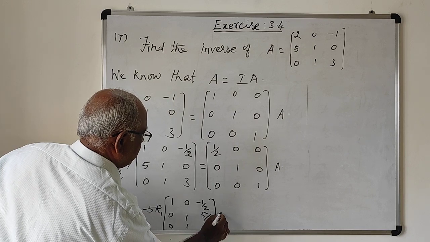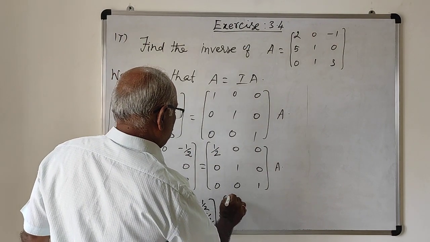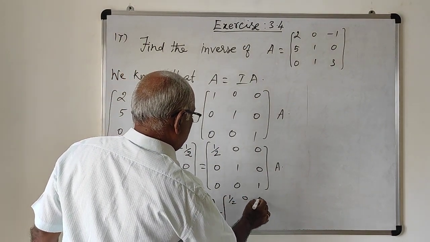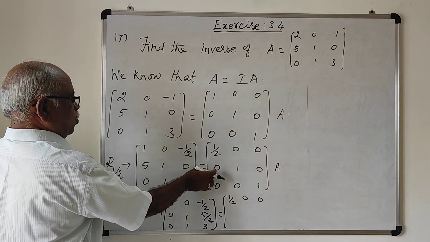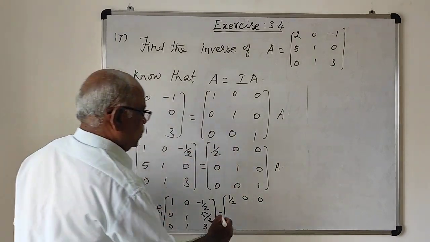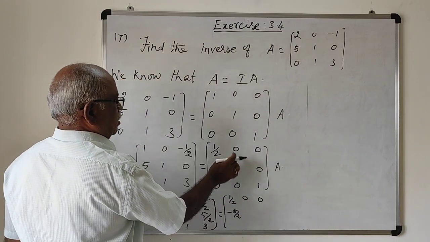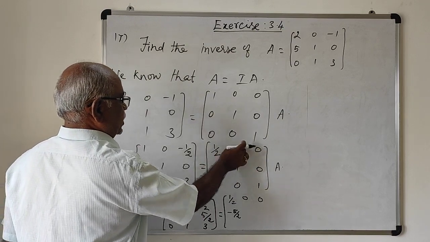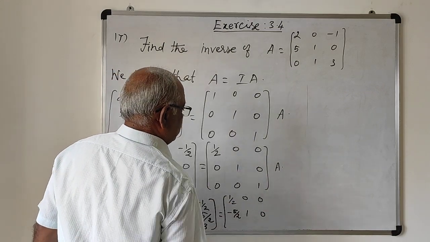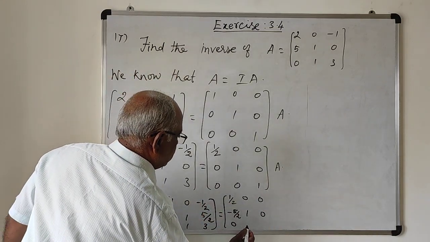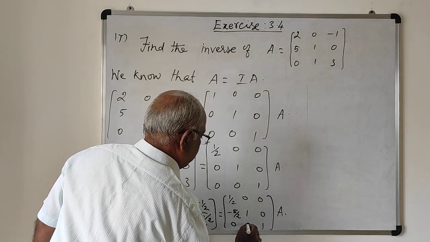This is your left hand side. Similar operation on the right hand side: 1 by 2, 0, 0. R2 minus 5 times R1 is minus 5 by 2, then 1 minus 0 is 1, 0 minus 0 is 0. And the third row 0, 0, 1.